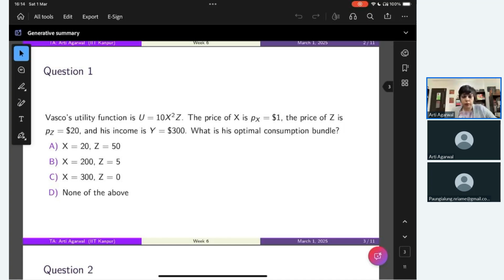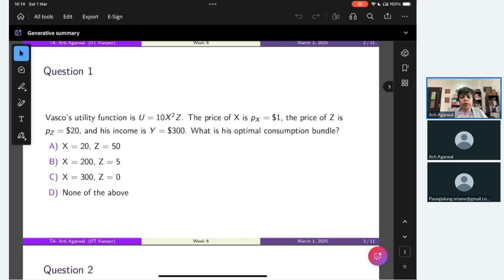Okay, so we are given this question where we are given Vasco's utility function. It is 10x squared into z, or z, whichever way you like to pronounce it. You are given the price of x as $1 and the price of z as $20. And you're given his income, which is $300. And you are asked what would be his optimal consumption bundle.